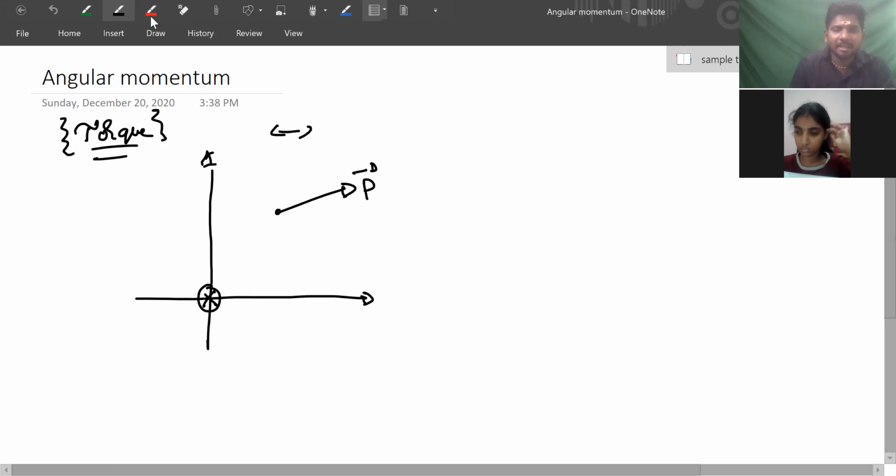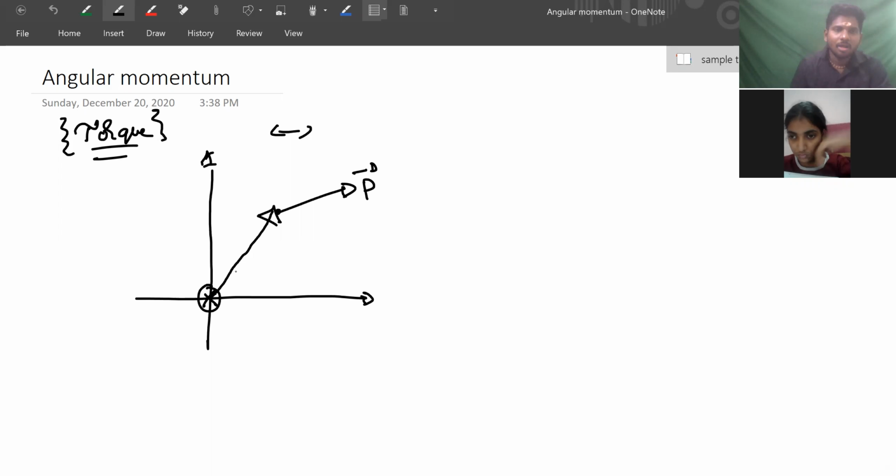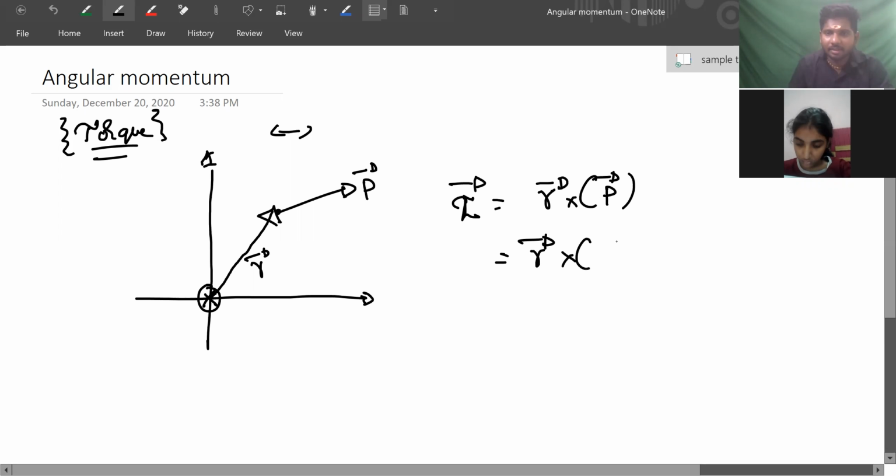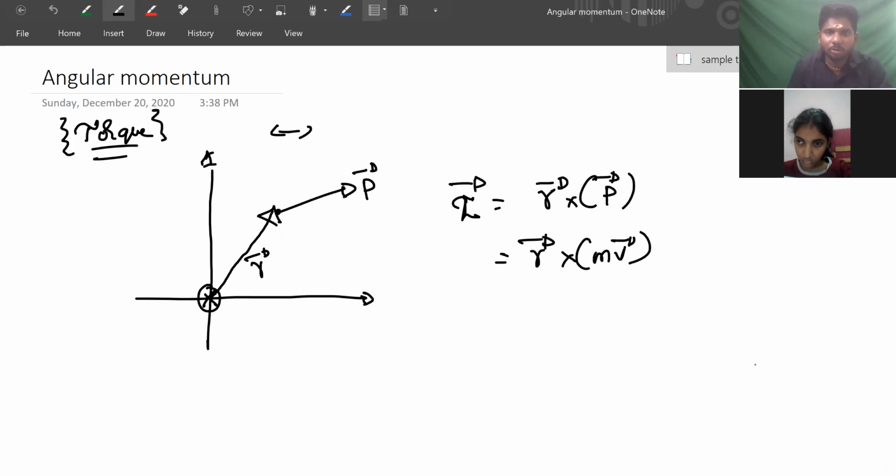what you will do is similar to torque. You will draw an arrow from that point to where the momentum is acting, and this is an r vector, this is a p vector. Then the angular momentum L vector is equal to r cross p vector, that is r cross mv vector. Just like torque will be r cross F vector.